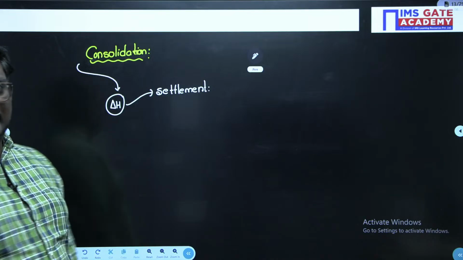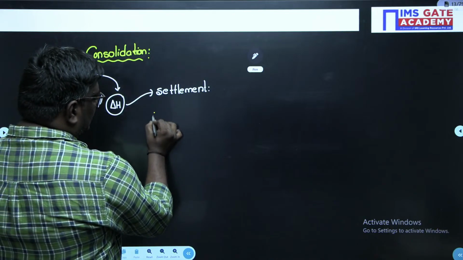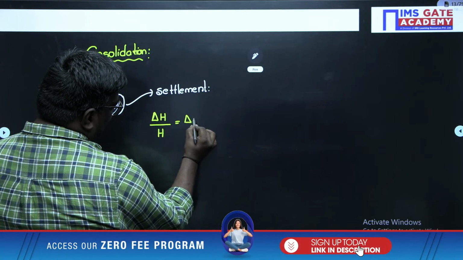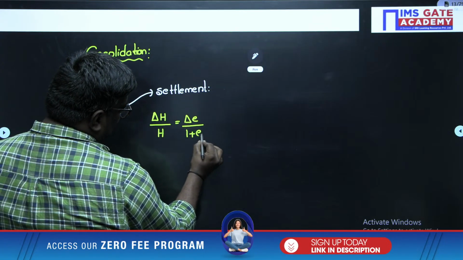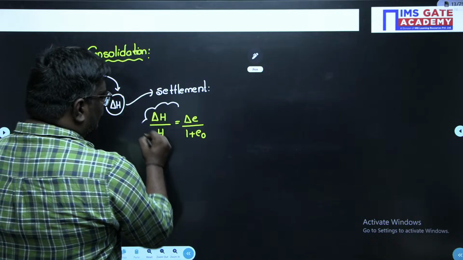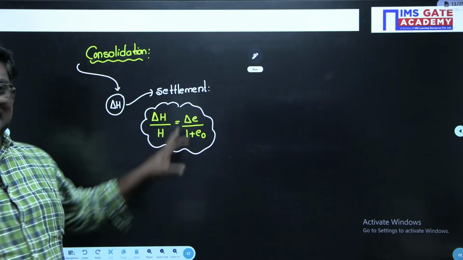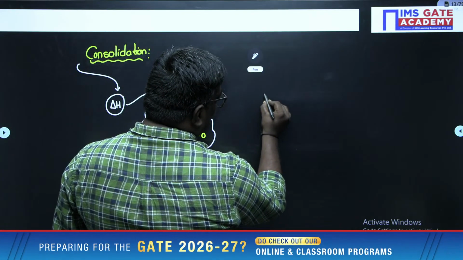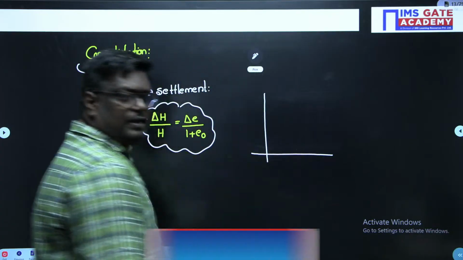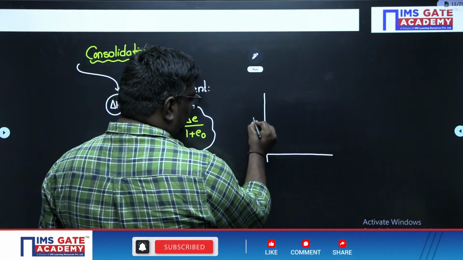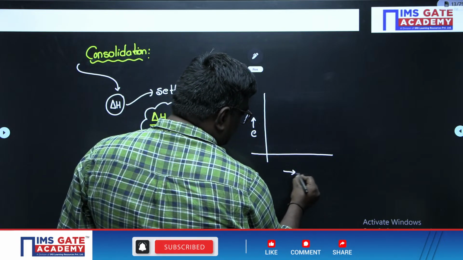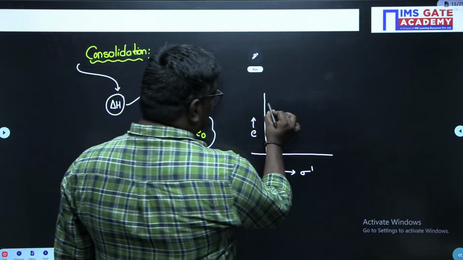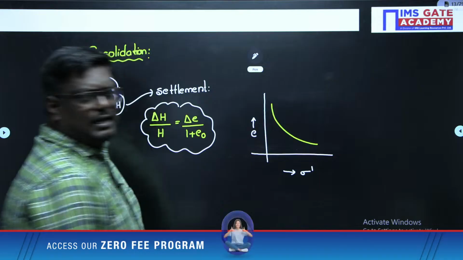Now to calculate the settlement, you should know delta H by H is given by the formula delta E by 1 plus E naught. This is the formula for settlement, and it comes from the height of solids. Here, if we draw a graph between void ratio and effective stress, the more the void ratio, the lesser the effective stress. So it's a decreasing graph.